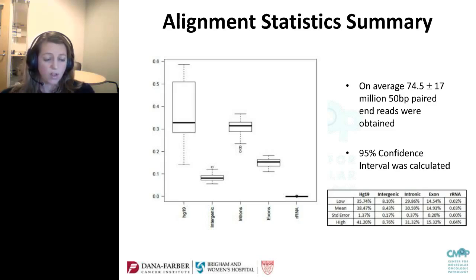So for the mapping to HG19, we have about 39%, intergenic 8.5%, intronic 30%, and exonic 15%. And as I said, the ribosomal component is virtually non-existent. So you can see how distinct these features are across the whole cohort, which was a nice spread.